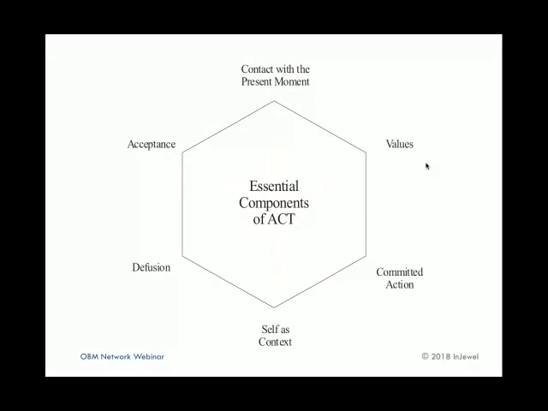Committed action is the sixth sub-process, and the aim of ACT is to help the individual make committed actions that are founded on a clarified value system. So once they've identified and clarified their values, then they can commit to actions that are aligned with those values. And as behavior analysts, we know that any empirically supported behavior change intervention needs to include measurable, overt progress that is moving in the direction of our goals.